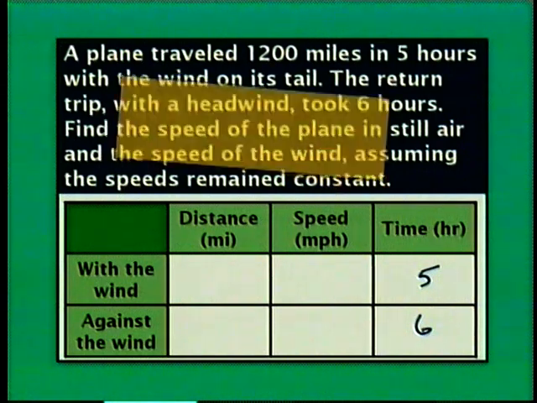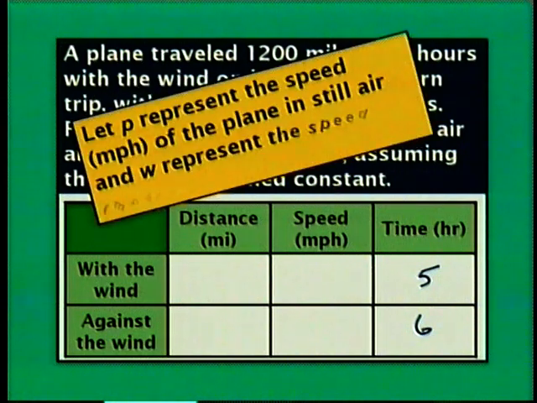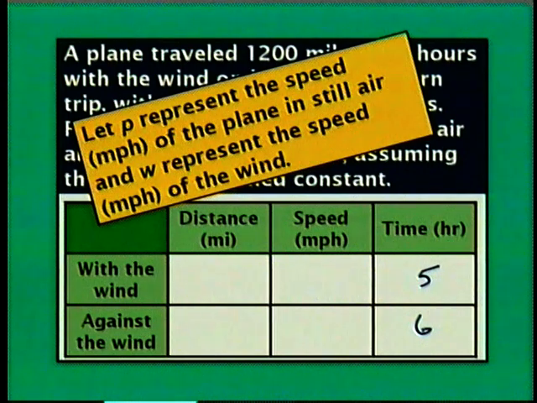So I'm going to start by just defining my variables. I'm going to let P represent the speed of the plane in still air and W represent the speed of the wind. I'm measuring both in miles per hour.